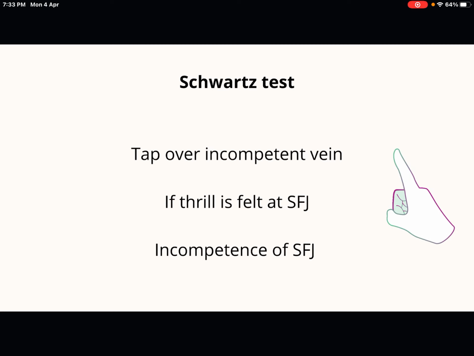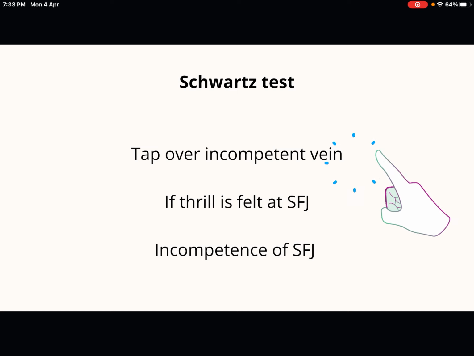The next one is Schwartz test. We have to tap over the incompetent vein, and if the thrill is felt at the saphenofemoral junction, then it is due to the incompetence of the saphenofemoral junction.